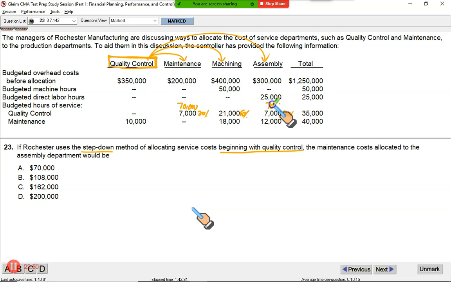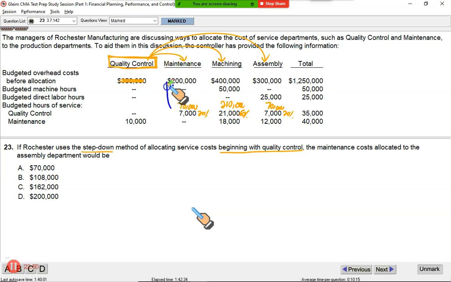70,000 goes to assembly, and the remaining 350 times 60%, 210, goes to machining. Khalas. Which means we have shifted this 350,000 cost: 70,000 to maintenance, 210 to machining, and 70,000 to assembly. Quality control cost is gone. Now the next cost we need to allocate, I'm going to give it in blue color.